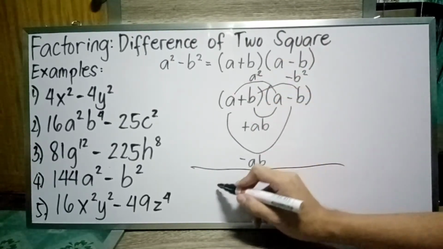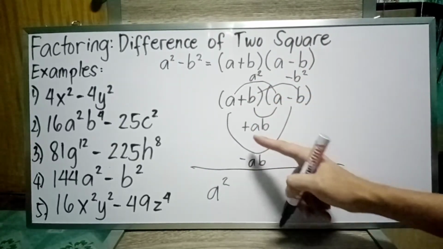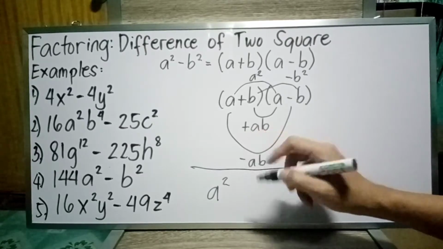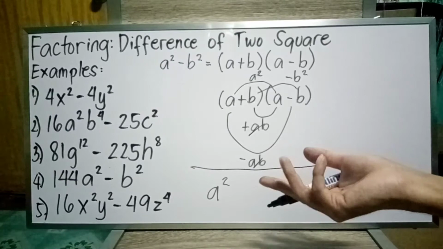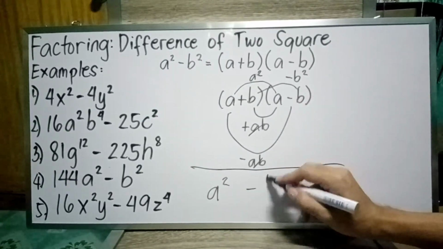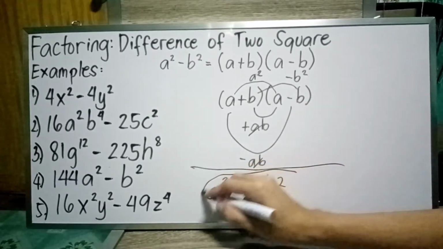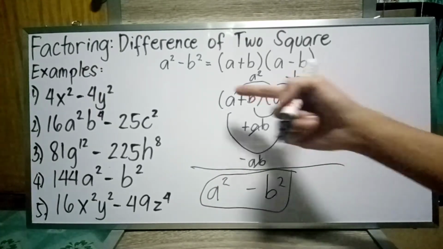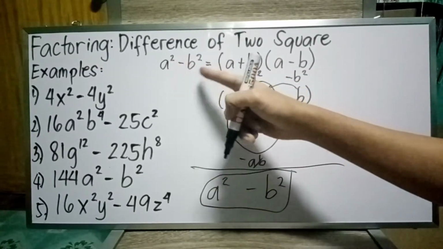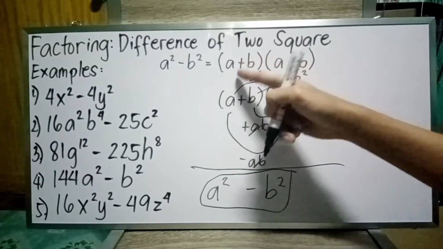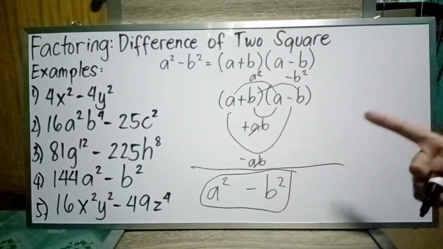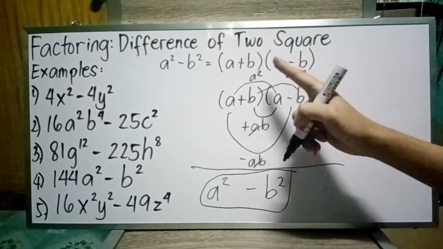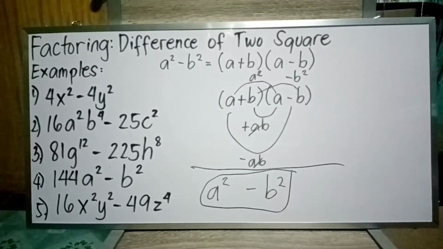Bring it down, so a squared, positive ab plus negative ab, that will be cancelled because that will become 0, and then bring down negative b squared. So therefore, the factor of a squared minus b squared is a plus b, quantity a minus b. Okay, we proved that this factor will satisfy the difference of two squares.